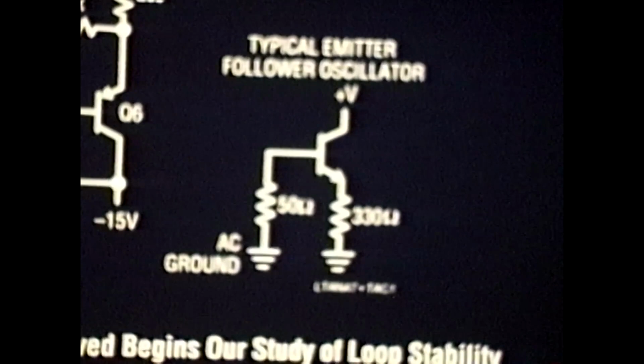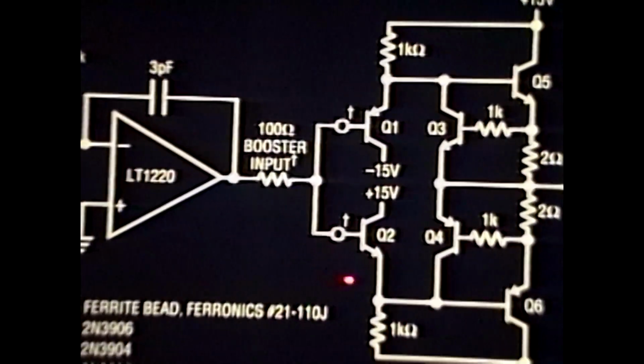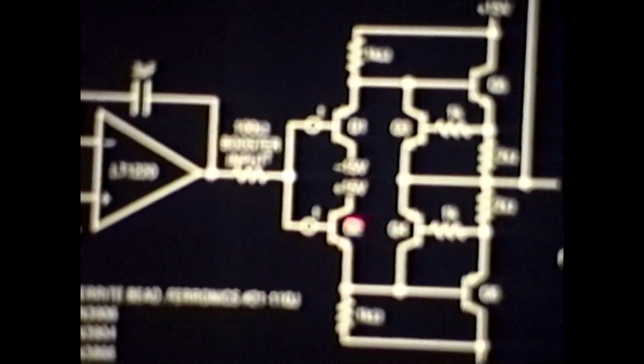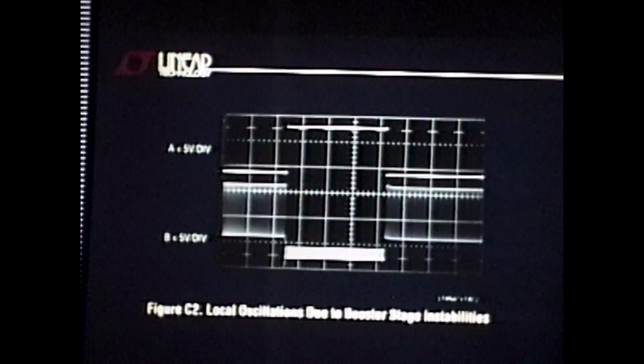So what we're going to do is take this circuit in the text that worked well, and we're going to begin our study of loop stability by messing it up. Let's take out the ferrite beads and see what happens. It buzzes. Okay, this is typically not a loop issue.